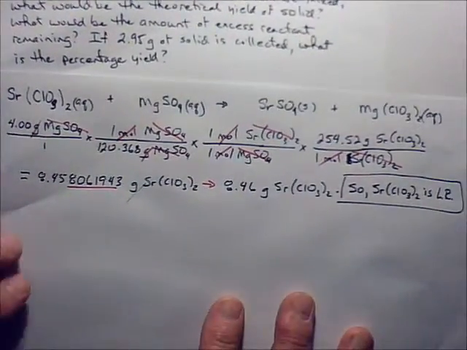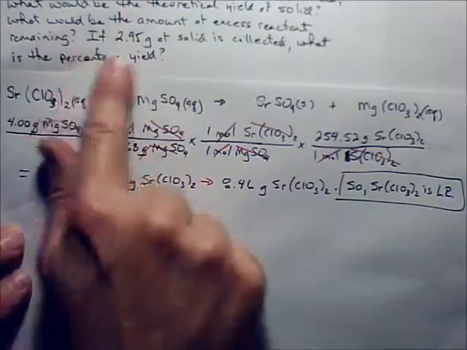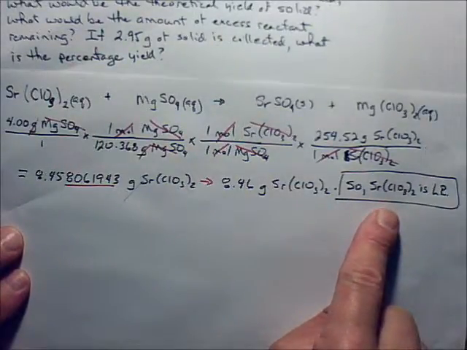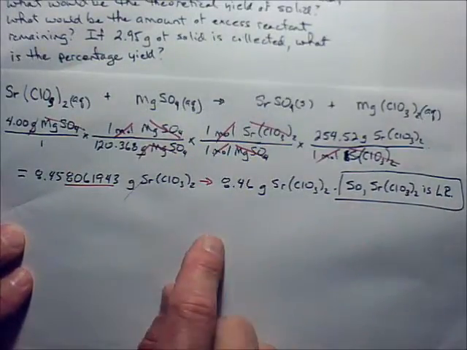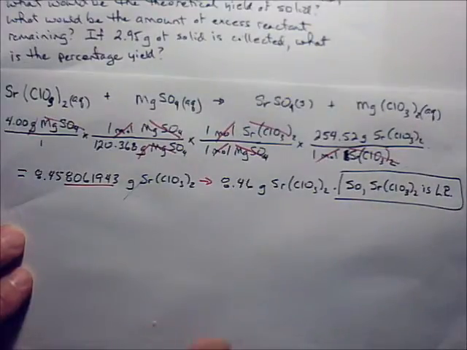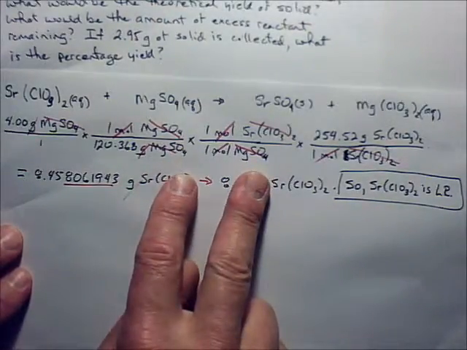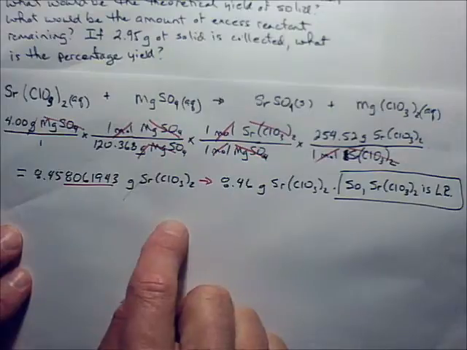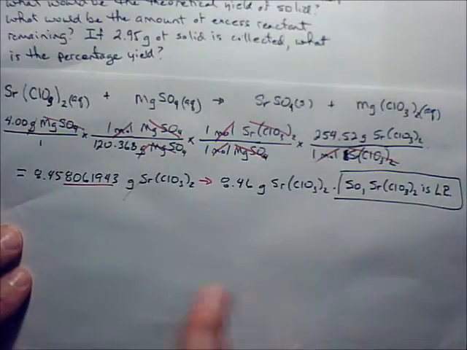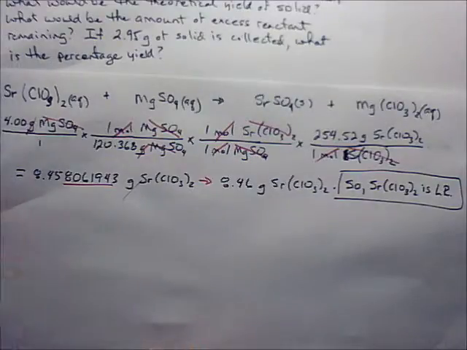All right. So the limiting reactant we found, in this problem anyway, was strontium chlorate. Okay? So now that we have the limiting reactant, we can find the other two things that you might have to find through stoichiometry. And that would be the theoretical yield and the excess reactant remaining. Okay? So let's start by finding the theoretical yield.